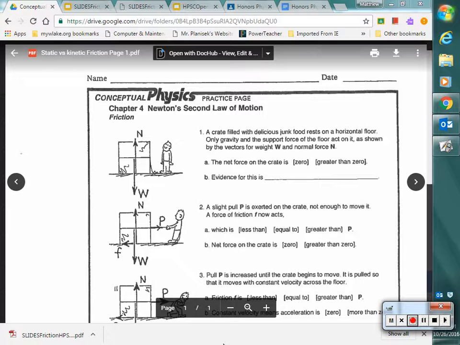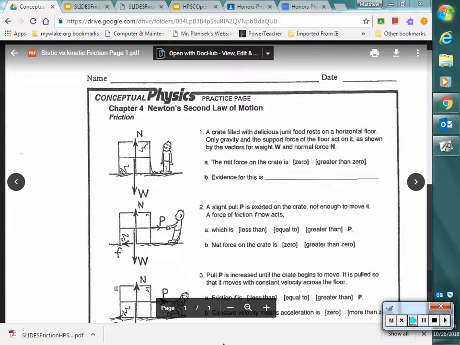So let's start off on this page that says conceptual physics practice page dealing with friction. Question number 1 says, a crate filled with delicious junk food, substitute whatever kind of junk food you want, you can pretend it's candy because it's like Halloween, rests on a horizontal floor. Only gravity and the support force from the floor act on it, as shown by the vectors for weight and normal force. Remember we talked about that force that comes from the floor, we call that a normal force because it's perpendicular to the surface that causes it.